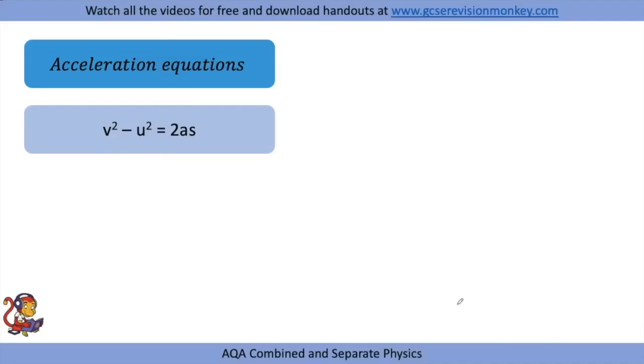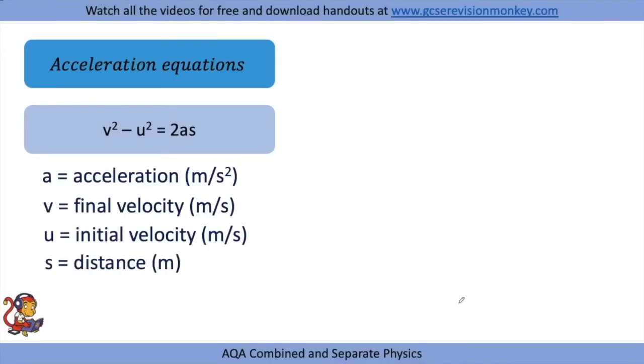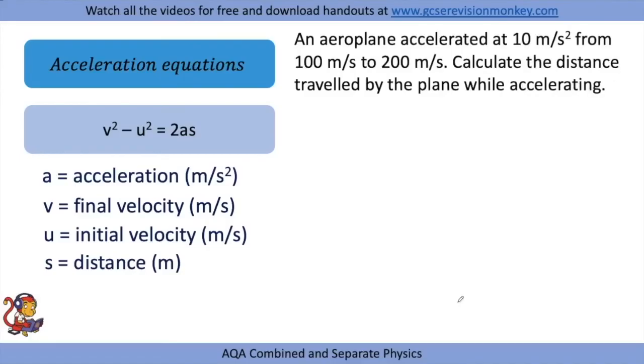Then we've got another acceleration equation, which is v squared minus u squared equals 2as. Again, acceleration, final velocity, initial velocity, and s in this equation is distance. And let's have a look at this practice question. It says, an aeroplane accelerated at 10 meters per second squared from 100 meters per second to 200 meters per second. Calculate the distance travelled by the plane while accelerating. So this time we're rearranging this equation to calculate s. You might have to rearrange the calculation to calculate any one of u, v, or a.